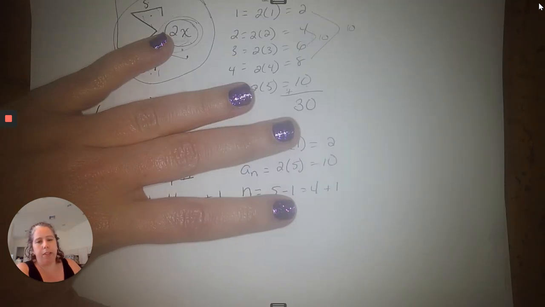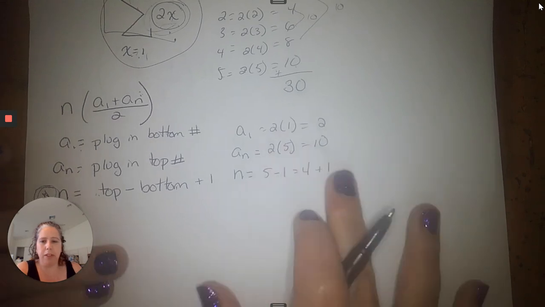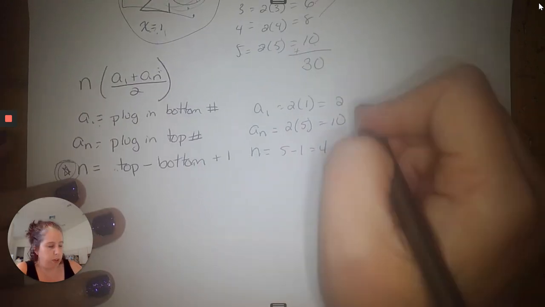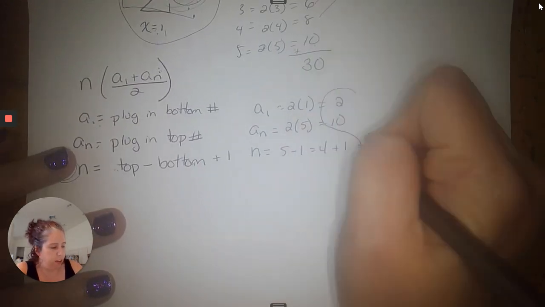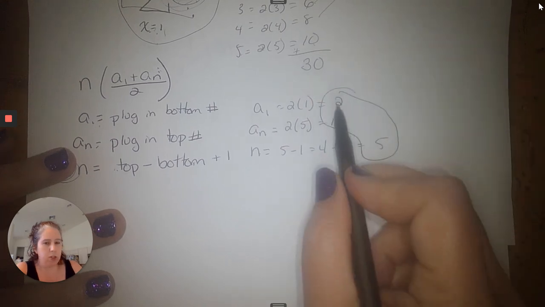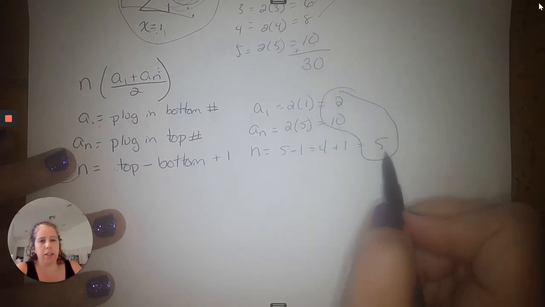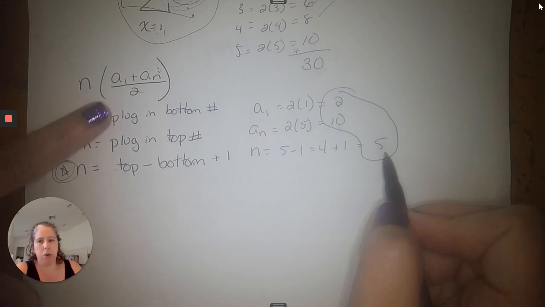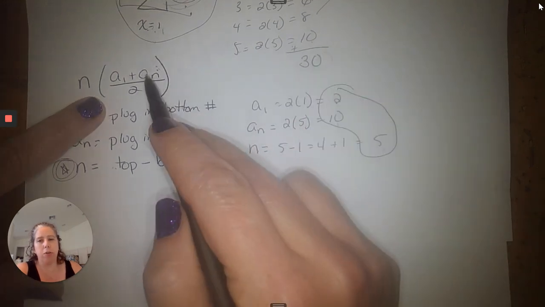Sorry, I didn't put the light on, so I need to make sure that's focused. Okay, so this is going to be 5, so I'm going to use these numbers. Okay, so A1 is 2, AN is 10, and N is 5. So watch, if we need to get 30, right? So watch what happens when I plug it in.